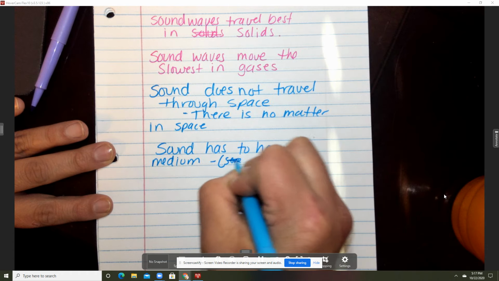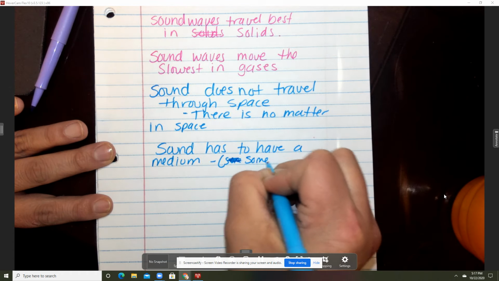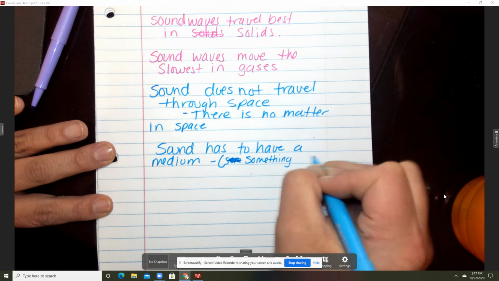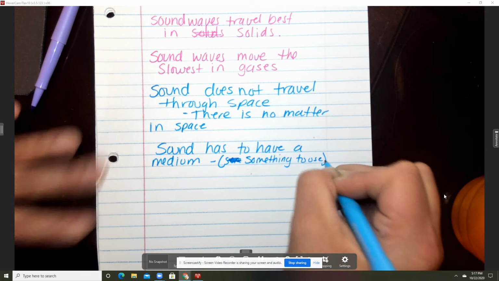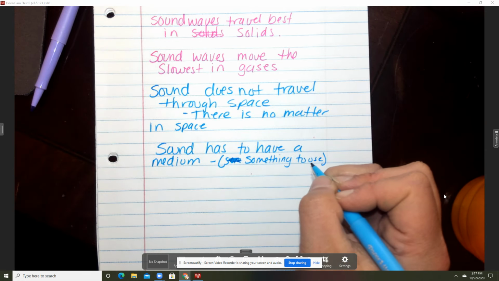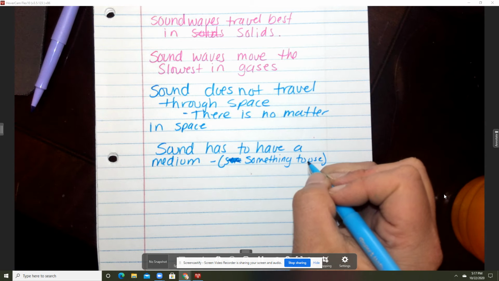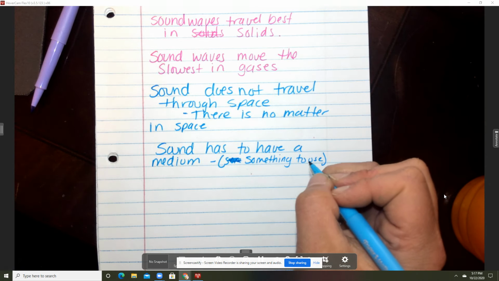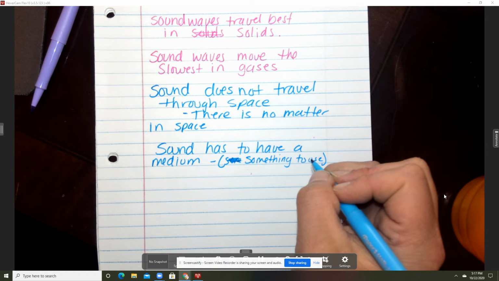Well, I'm trying to not make that look sloppy, but it ended up sloppy. Okay, so sound doesn't travel through space because there's no matter in space. There's no air. So if there's no air, there's no way sound can travel in space.